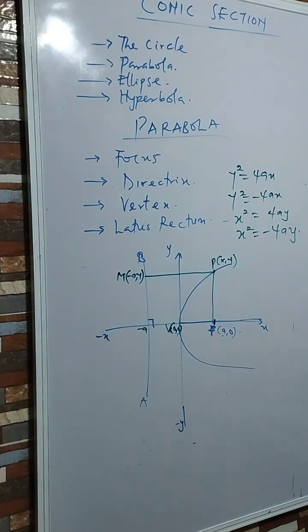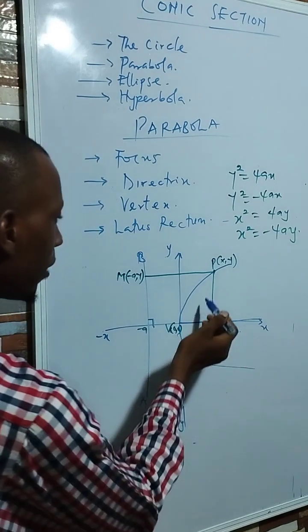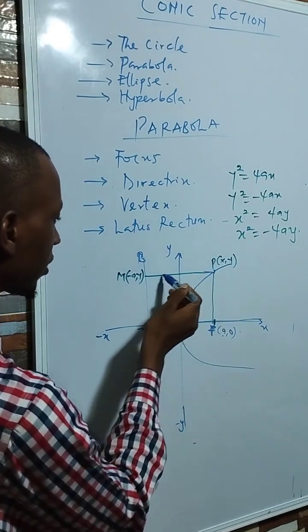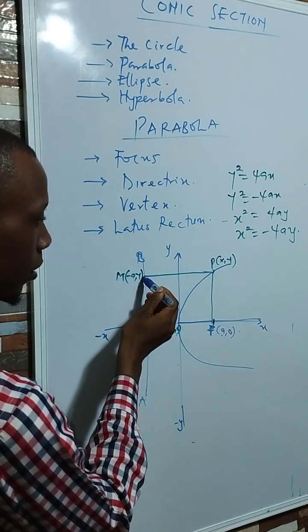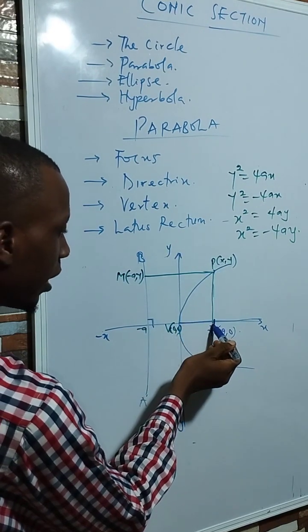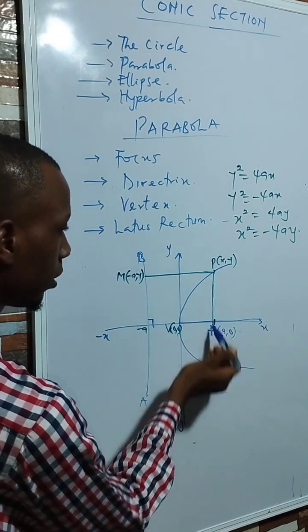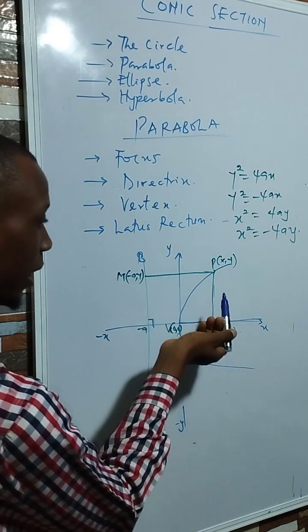Remember what we said, that a parabola is the locus of a point which moves such that its distance from the focus is equal to its distance from the directrix. Quickly, let's look at this. So that means the distance from here is equal to the distance here. This is the distance from the focus, this is the distance from the directrix. We say they are equal.